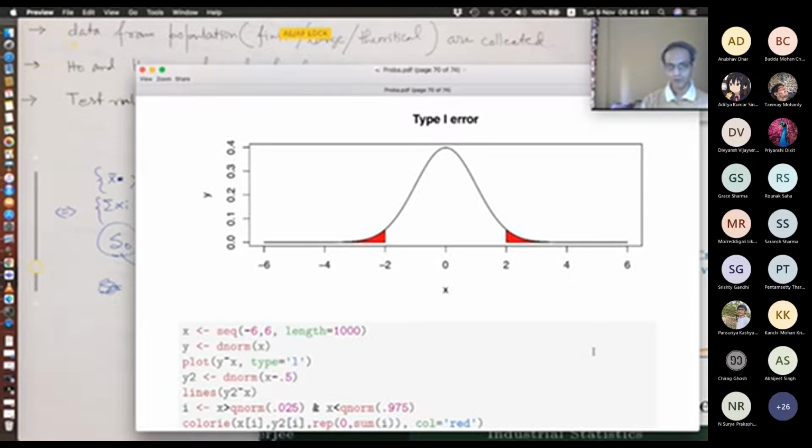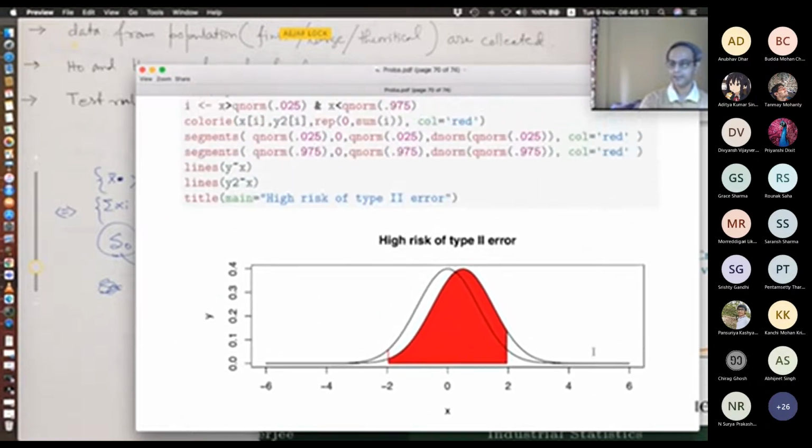But although the data may come from the true null hypothesis, there is a probability that it will be large. The mod value of the mean will be larger than 2, and you may reject the null hypothesis. You can compute its probability, the probability of the type 1 error. The type 1 error region is denoted by the red color here.